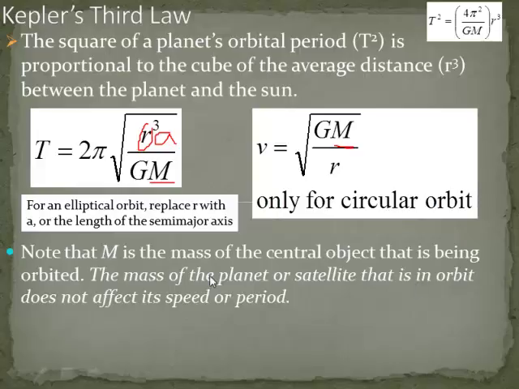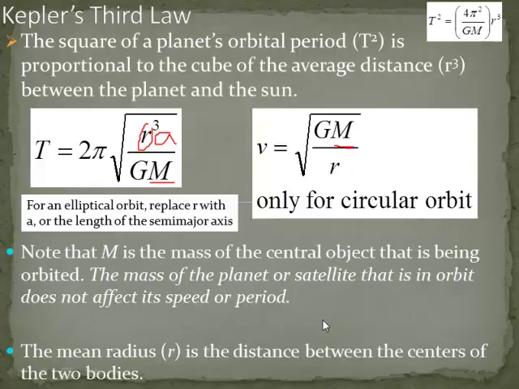If you recall from one of the previous videos, when you set the centripetal force equal to the gravitational force, the little m's of the object canceled out. That's why this big M is the mass of the central object. And also keep in mind that r is the distance between the centers of the two bodies, not from their surfaces.